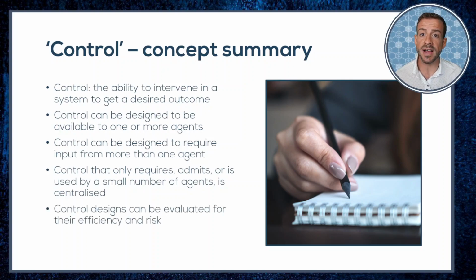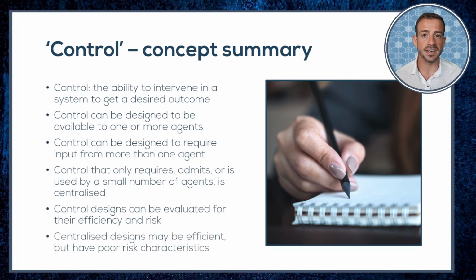Control designs can be evaluated for their efficiency and for their risk attributes. These are distinct and somewhat separable concerns, and sometimes they are also in tension with each other. An efficiency-optimized solution may be centralized, while a security or risk-optimized solution may be decentralized. The optimum for overall performance may require us to trade off design characteristics against each other. Centralized designs may be efficient in ideal circumstances, but have poor risk characteristics. So we are in a situation where the optimum design really depends on how you weigh up different factors.